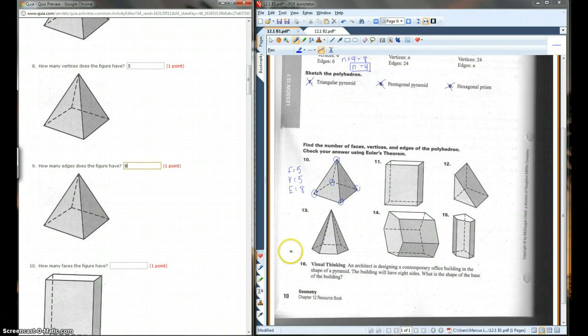Alright, and oh, I forgot to mention you guys are skipping number 16 also. So don't do that one. Alright, so after this section, we're going to go on to the back.